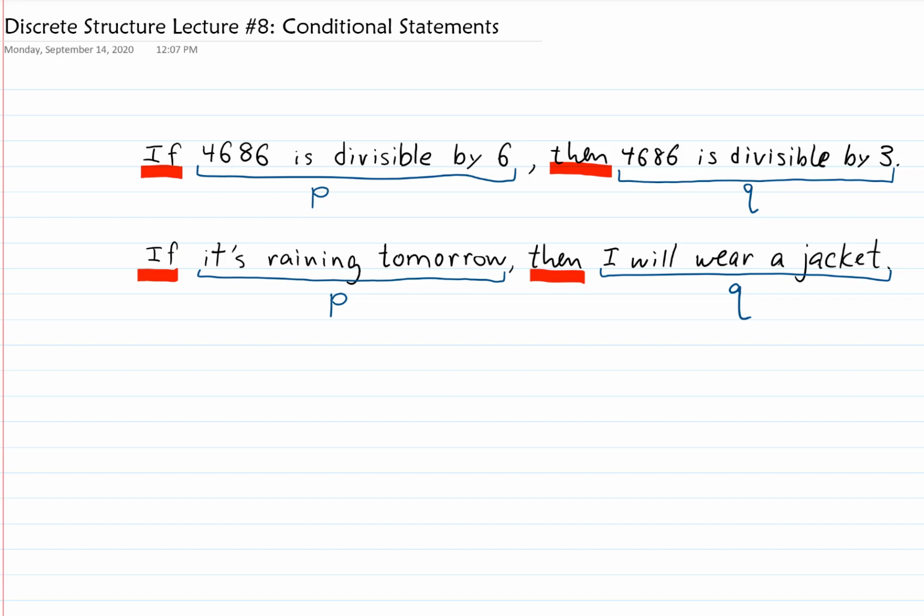Okay. That means that the pair of words, if then, is a connective. One connective made up of two words, because I have connected two statements with the words if then, and I've made a bigger statement. Okay?